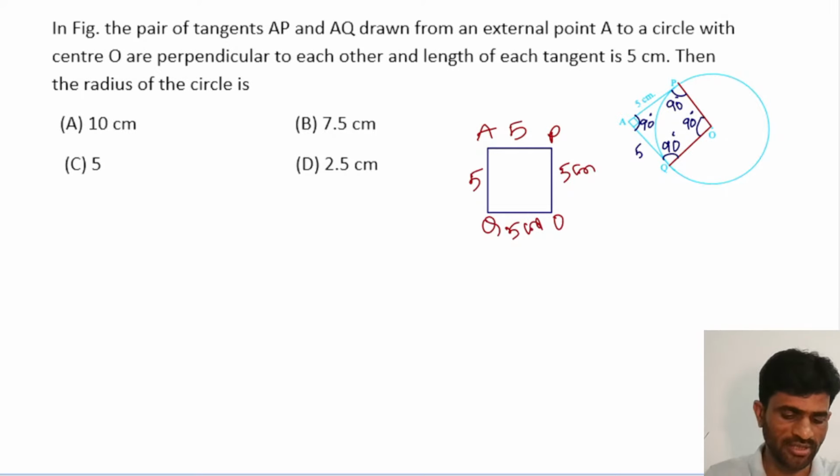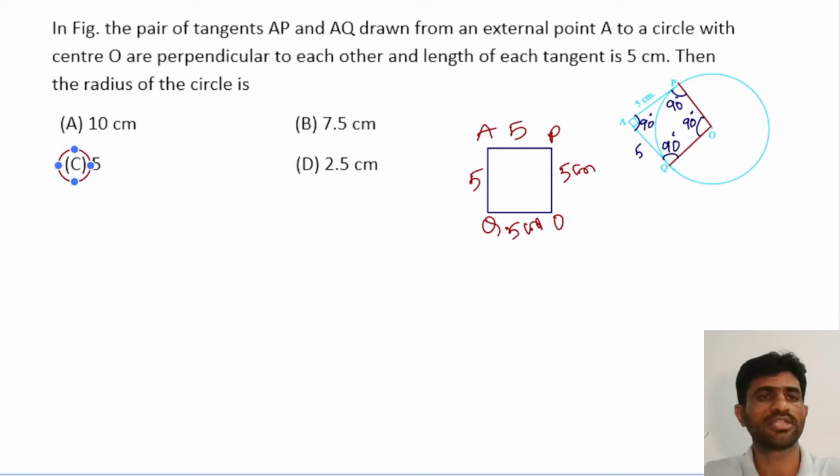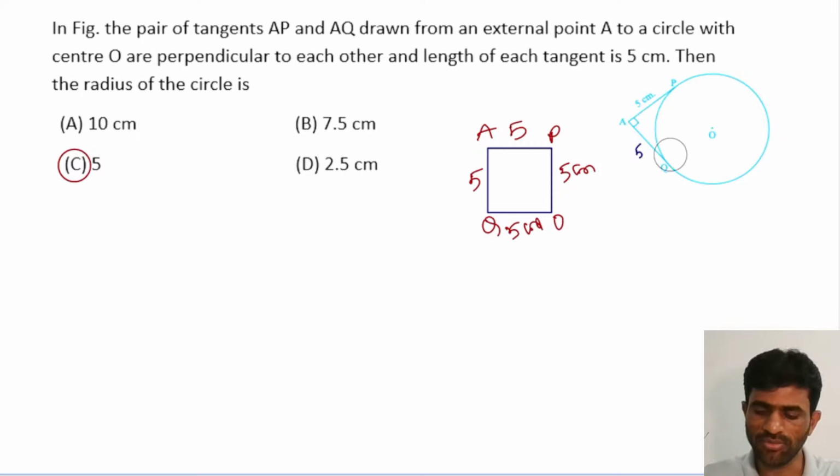So what is the correct answer here? In this question, the correct answer is option C. Hope you understood this. So you remember, whenever the angle between two tangents is given as 90 degrees, it becomes a square. If it is a square, all four sides are equal. So the radius of the circle is also 5 centimeters. But sometimes they ask you to find the length of OP, PQ. Here they are asking OP, the radius. So OP and OQ both are 5, 5.